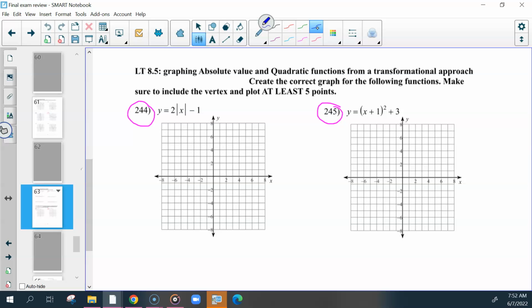For 2.5, we need to find our vertex. So we're looking at the number on the inside and the number on the outside. The number on the inside, we're going to take whatever that is and make the opposite. So this would be -1 instead of +1. And on the outside, we keep that the same. So our vertex would be the point -1, 3.